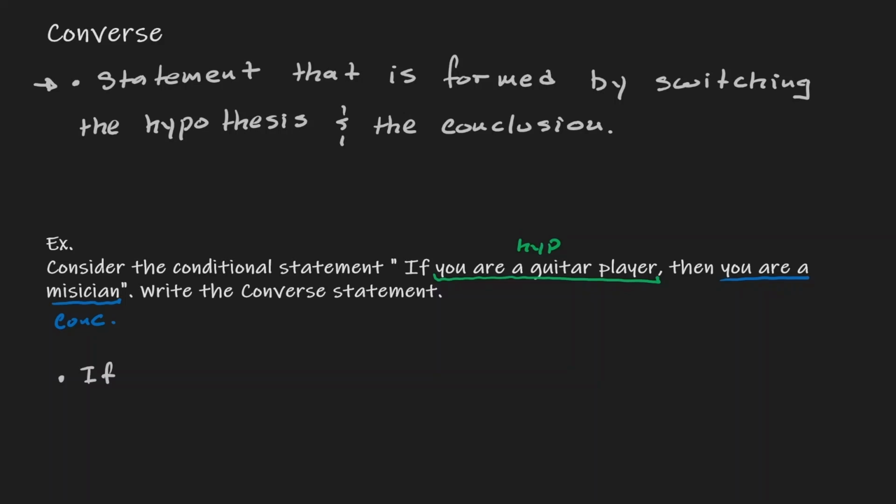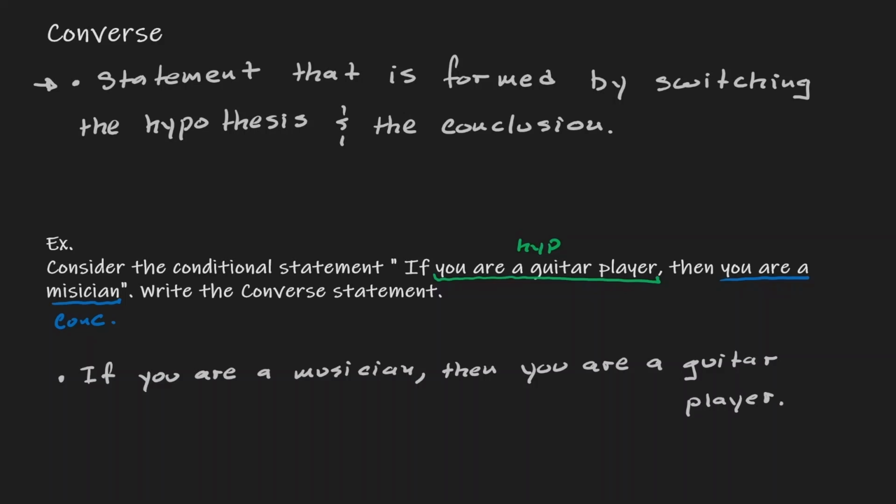So therefore, the converse of this given statement is going to look as such. If you are a musician, then you are a guitar player. Notice that all that we have done is switch the location. What was once my conclusion is now my hypothesis, and what was my hypothesis is now my conclusion. We have not changed anything but the location of the hypothesis and the conclusion.